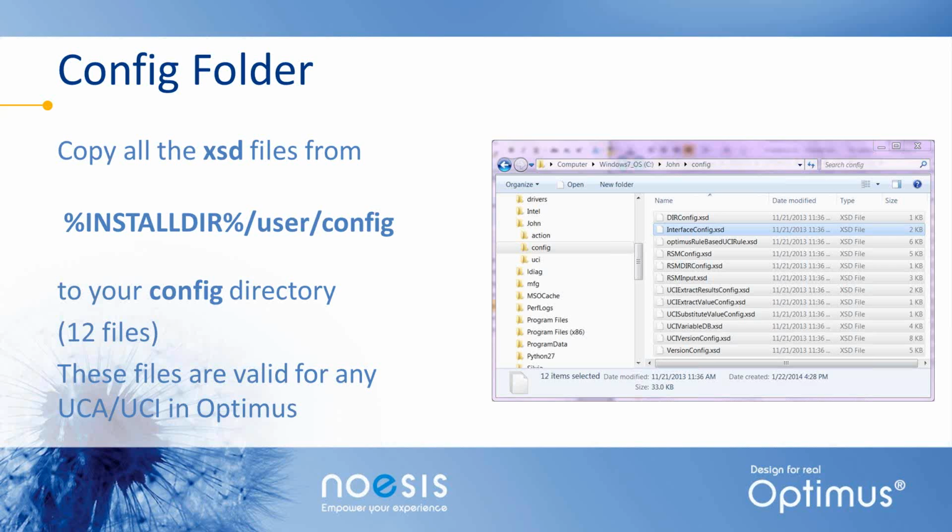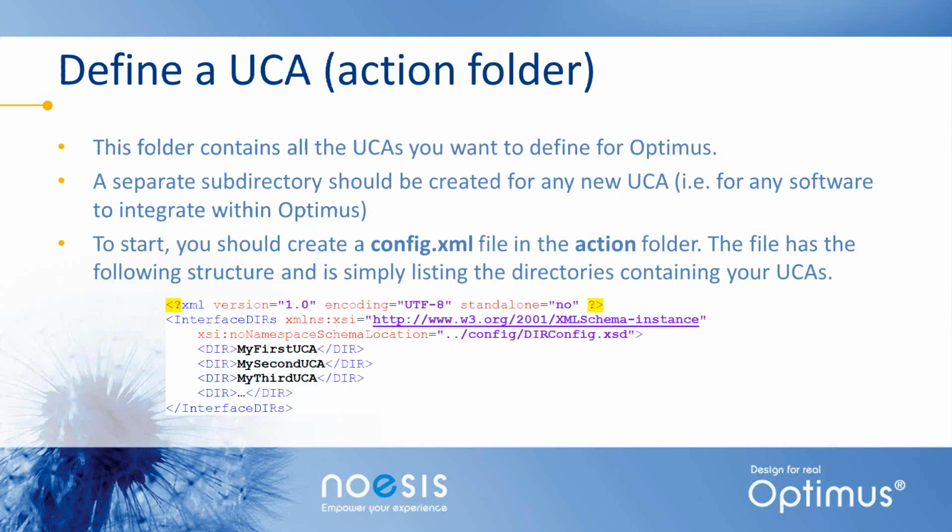So when you have done with that, you can see the structure that I have here. I have the action, the config, and the UCI. Once you have done with the config, you can go directly and start to configure your action, your UCA files. So the UCA directory contains all the files for all the UCAs that you want to define for Optimus.